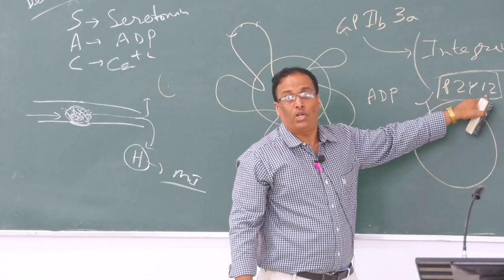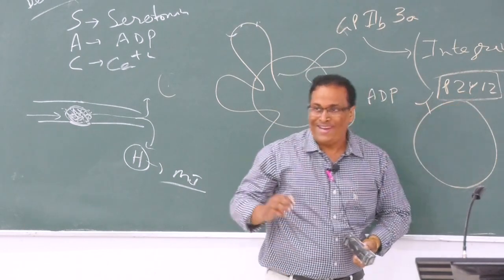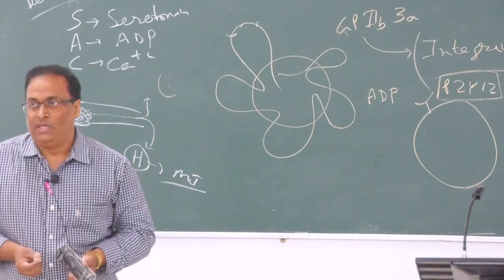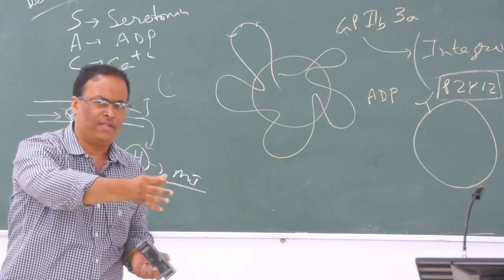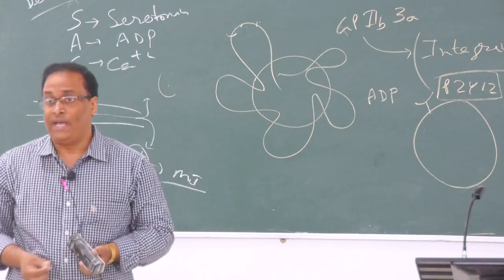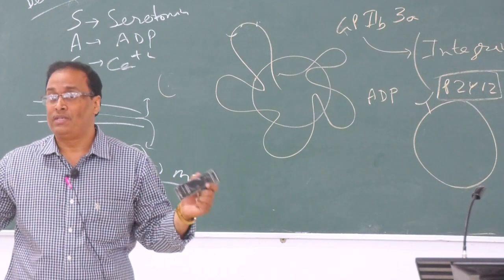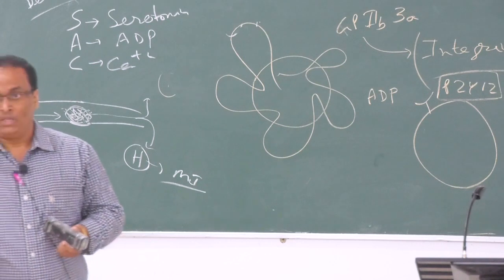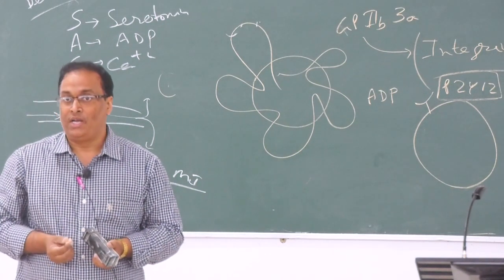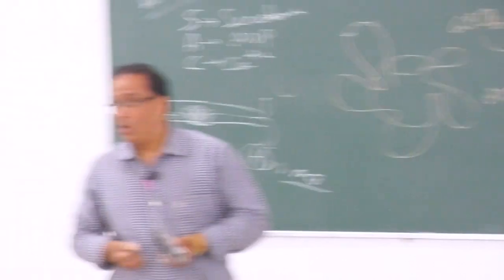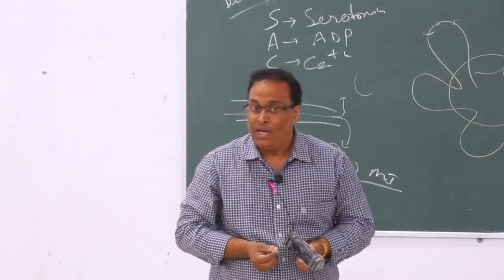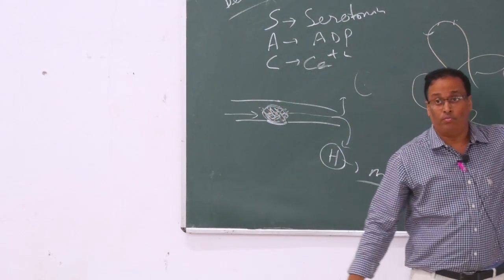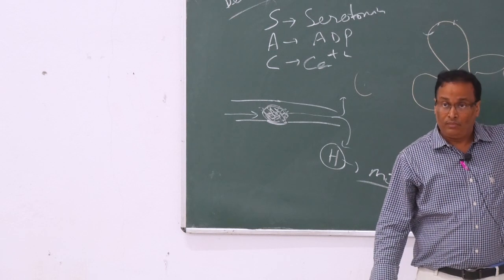P2Y receptor 12. To make it interesting for you, you have heard already that some of your relatives, maybe father, maybe parents, maybe grandfather, are using aspirin and clopidogrel. কেউ শুনেছিস? Aspirin and clopidogrel combinations দেয়া হয় for patients of heart, ischemic heart disease, coronary heart disease. ঠিক আছে? That clopidogrel is a receptor blocker of this P2Y12. Aspirin is coming later.